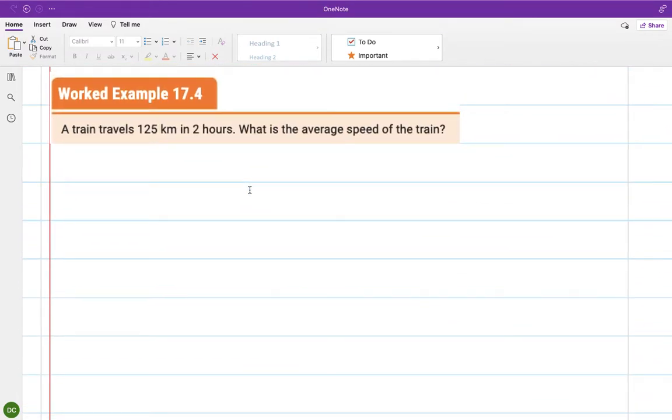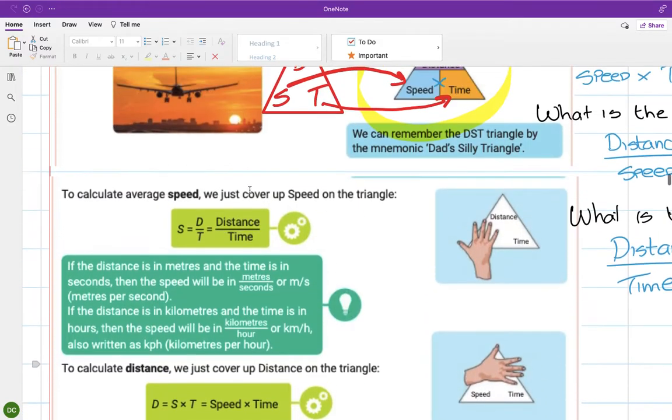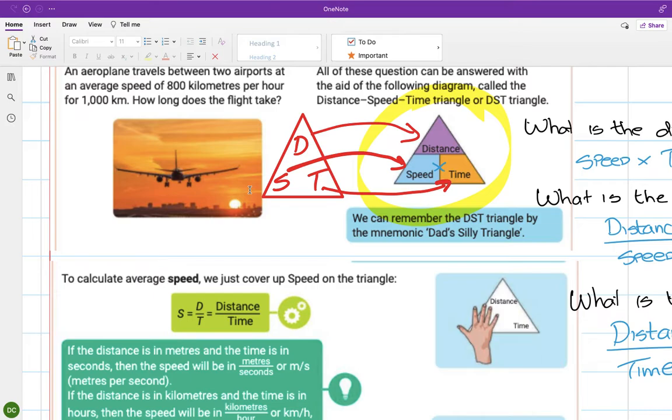So a train travels 125 kilometres. The fact that it's in kilometres should tell you, that is a distance. In 2 hours, and again, the hours is a big hint, that's time. So there's your question, what is the speed? Okay, so we're going to go back up here. Speed is what they're asking me for, so I'm going to cover speed. Then I see the formula, it's distance divided by time.